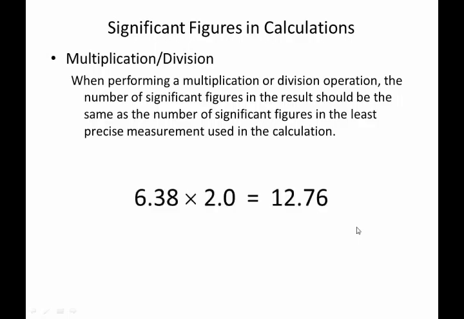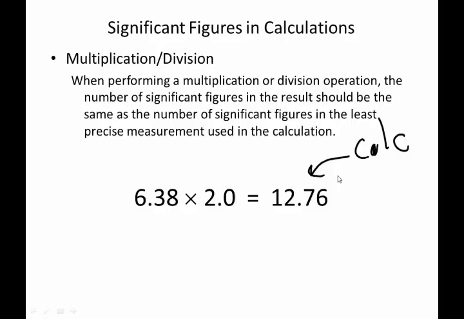So here's an example. I've got 6.38 times 2.0, equals 12.76. This is what I get out of the calculator. So this is my calculator answer. Your calculator doesn't understand significant figures. Your calculator doesn't know how to round. So we're going to have to round this off.